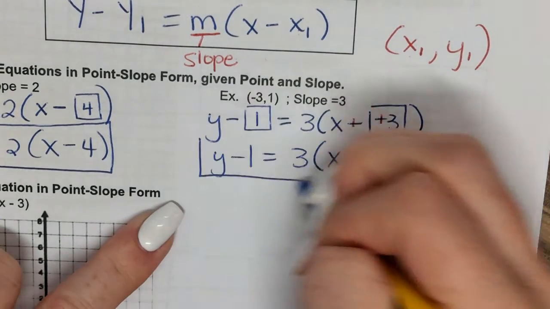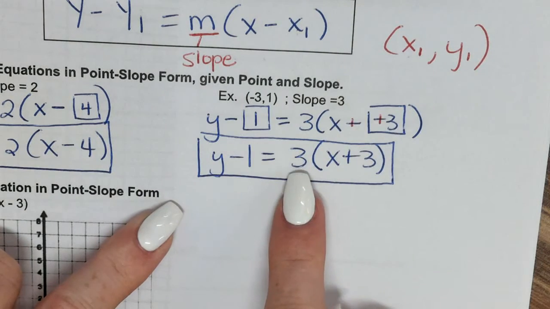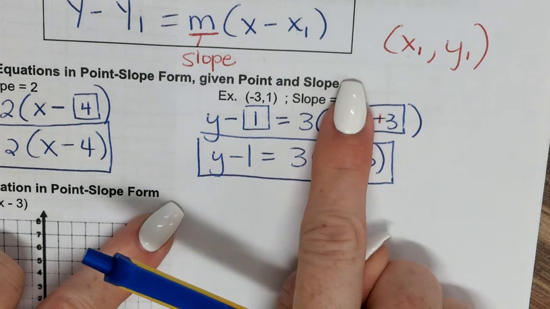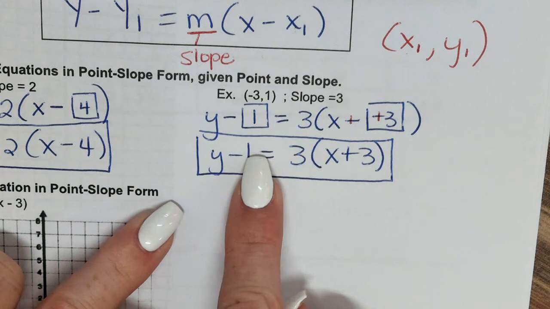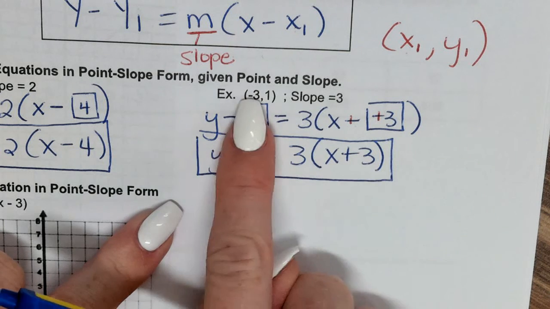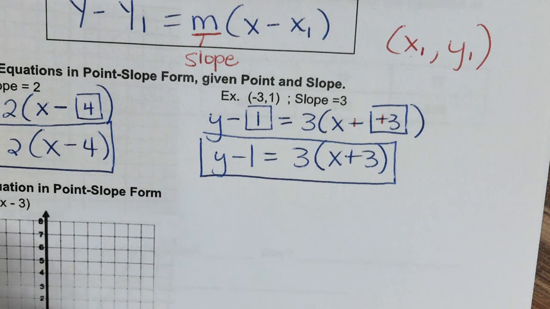When you check yourself, you're looking, this is your slope. Did you get it? Okay, this is your x value, this is your y value, but the opposite, 1 and negative 1. This is your x value, but the opposite, 3 and negative 3. How did we do? Easy?